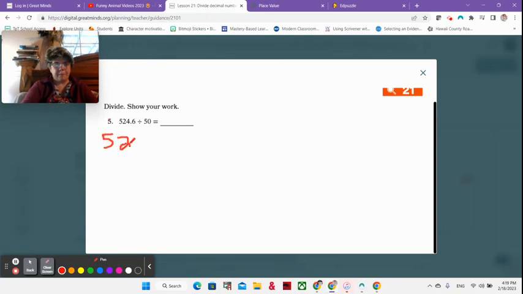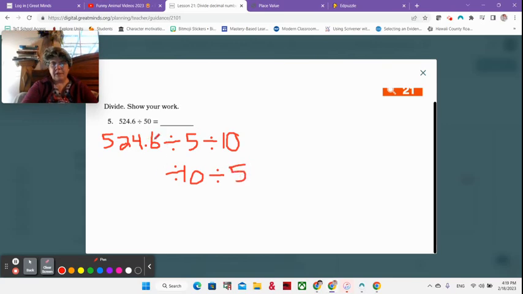524 and 6/10 divided by 5 and then divided by 10, or divided by 10 and then divided by 5. We could do either way. Okay, which way do you think would be the easiest? Because you could do it either way, right?